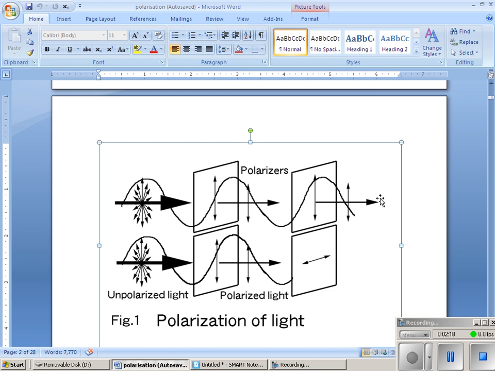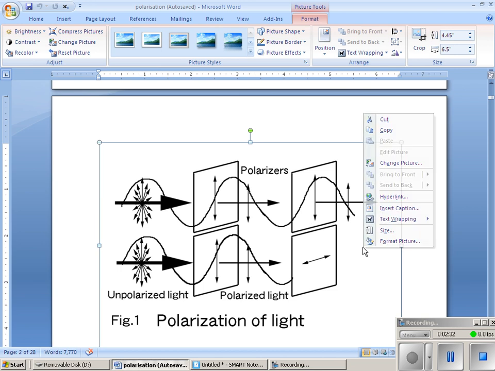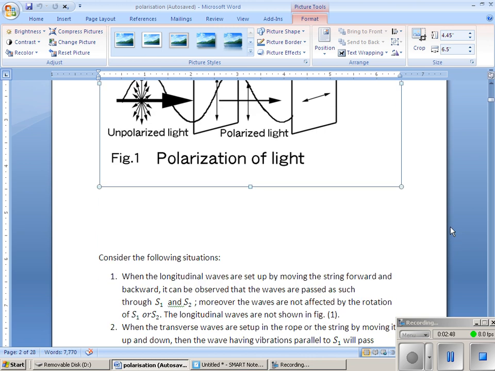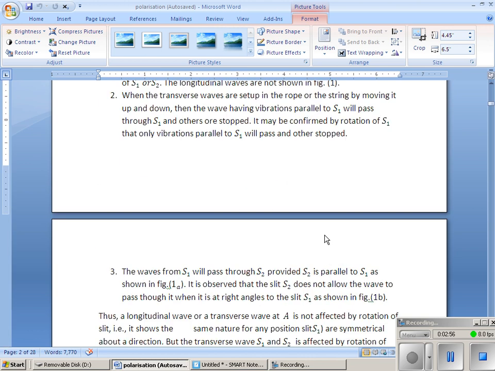Here we have unpolarized light and two slits, but both are perpendicular to each other, so we are not getting any light. This is one example of how unpolarized light gets polarized, and one method to produce polarized light and to distinguish between polarized and unpolarized light.